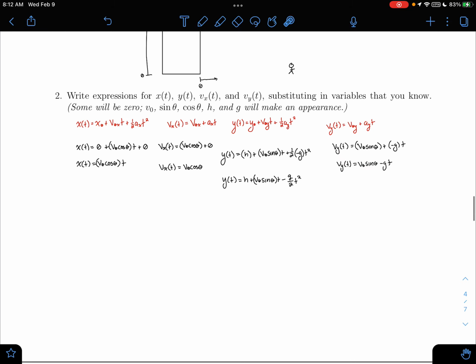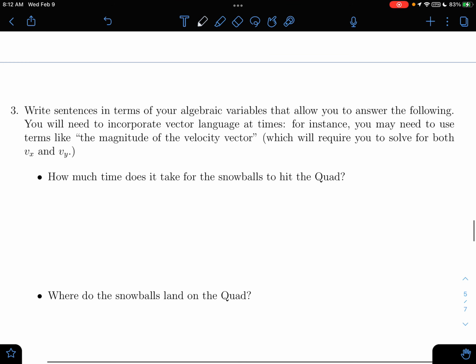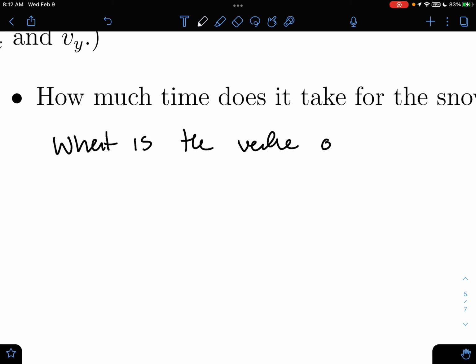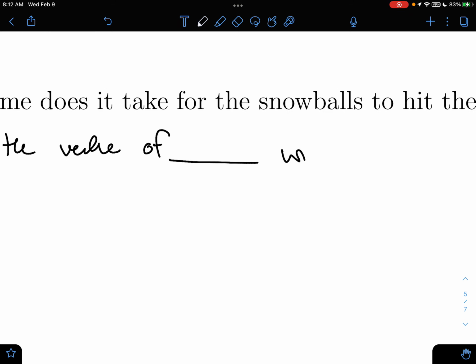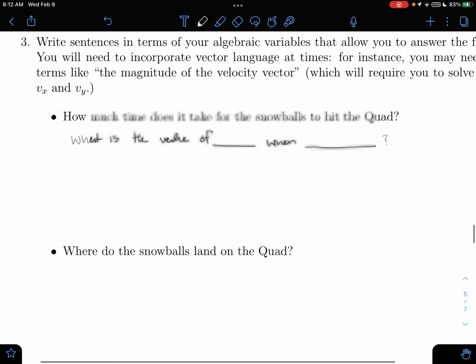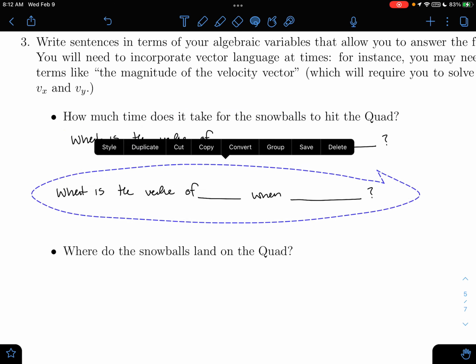Now we can start thinking about what the problem is actually asking. So now we're writing sentences. This is a very important part to make sure that we're understanding what we're being asked and how we know we got there. How do we know what we're doing? So, how much time does it take for the snowballs to hit the quad? What is the value of blank when blank is true? This is essentially our phrase for a lot of our stuff. What is the value of blank when blank is true?